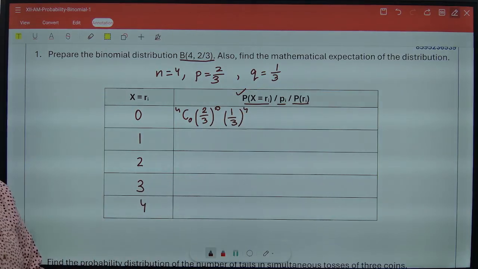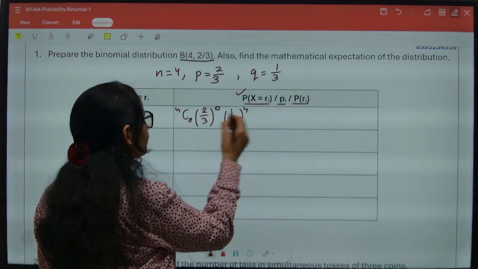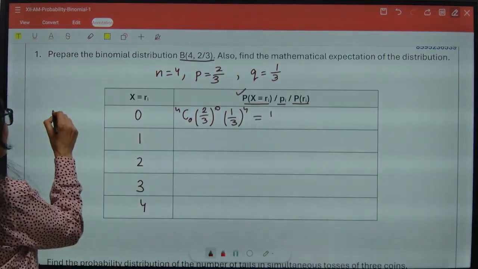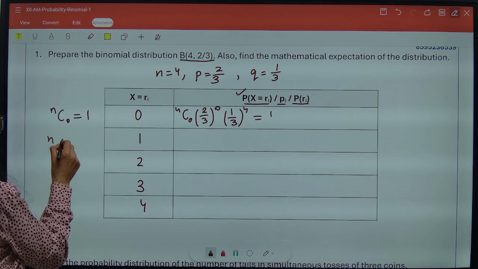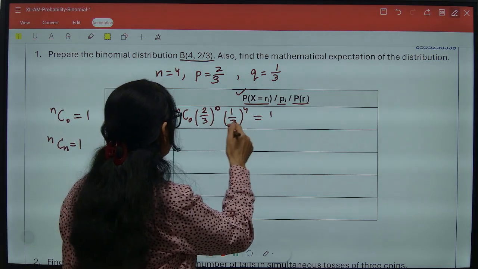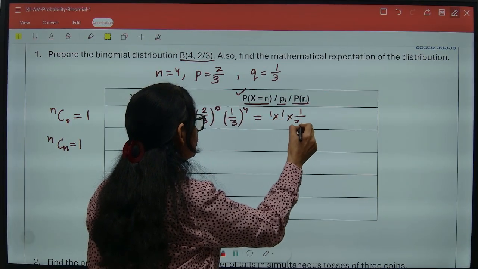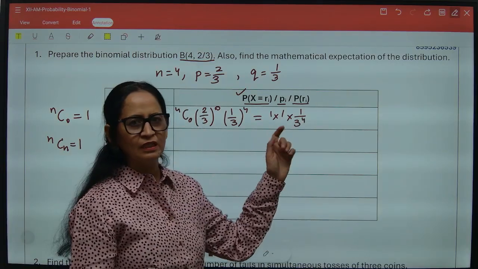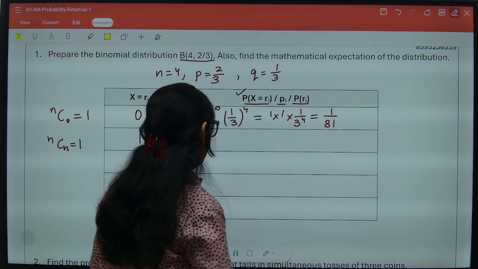So this is how we use the formula for binomial distribution. So how much is 4C0? It is 1. For any value of n, nC0 is always 1 and nCn is always 1. Both are always 1, so you don't even need to think. Anything to the power 0 is again 1, and (1/3) to the power 4: 3 3s are 9, 9 9s are 81. So that means the probability here is 1/81.